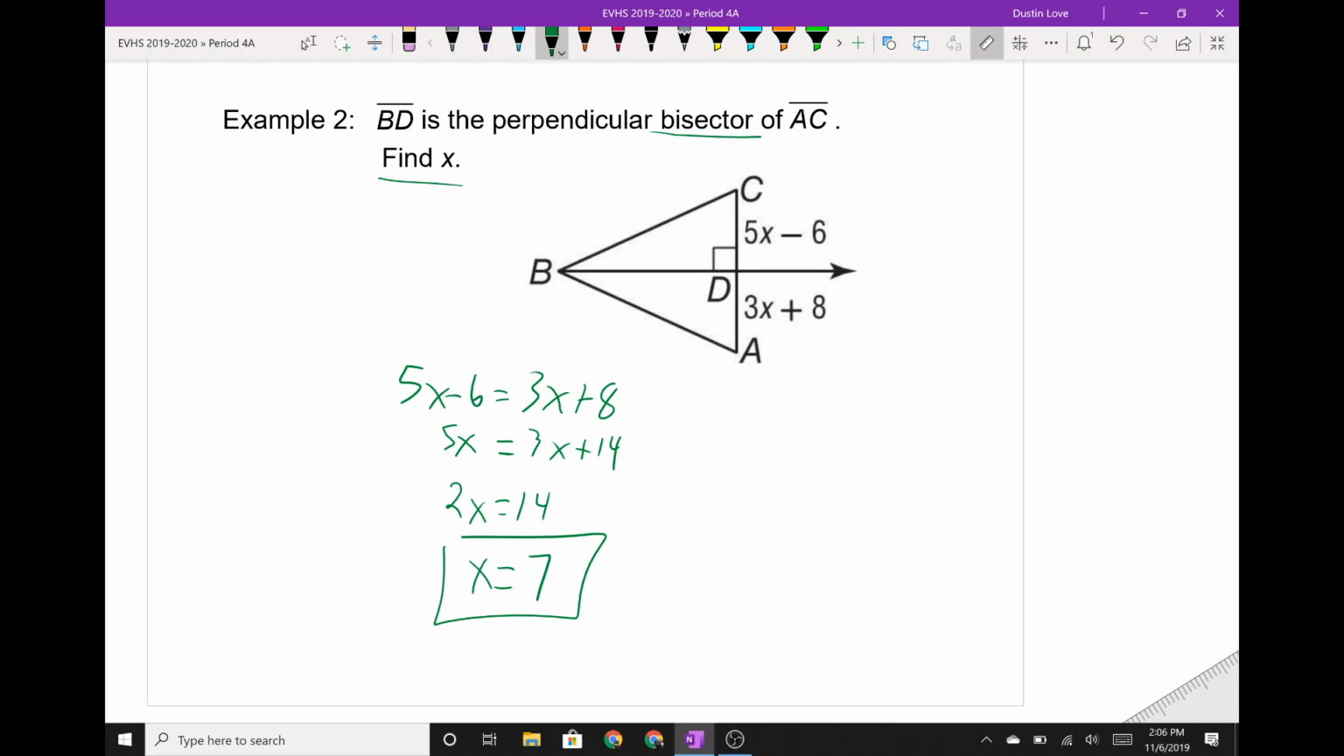Yeah, don't pull that. That's a meme. Don't do that. Find x. There it is. Okay, questions?